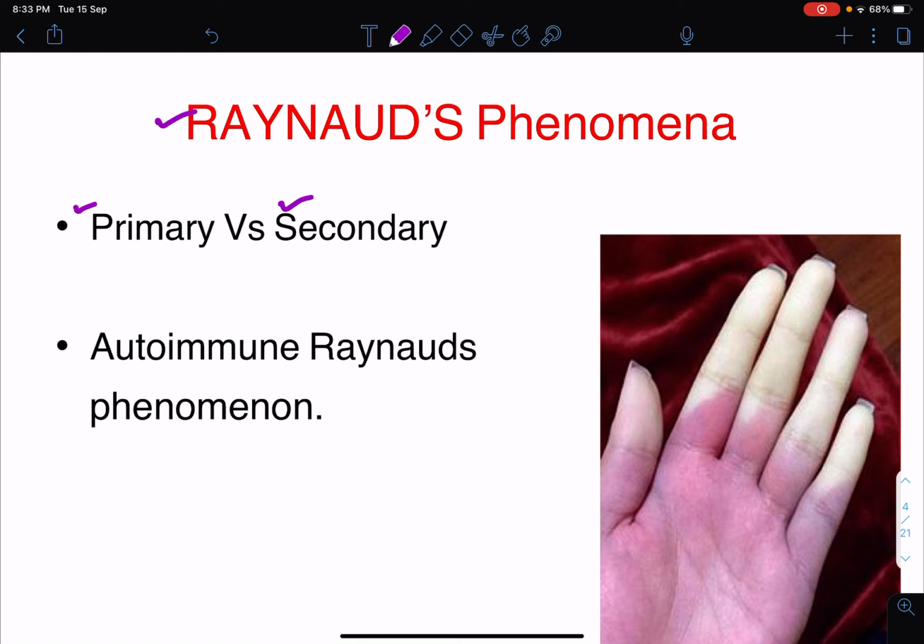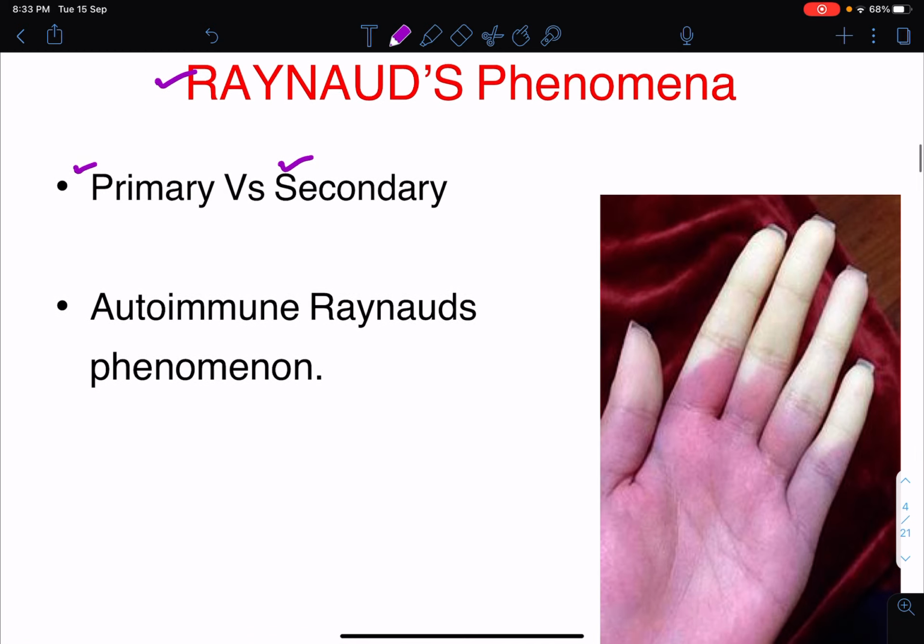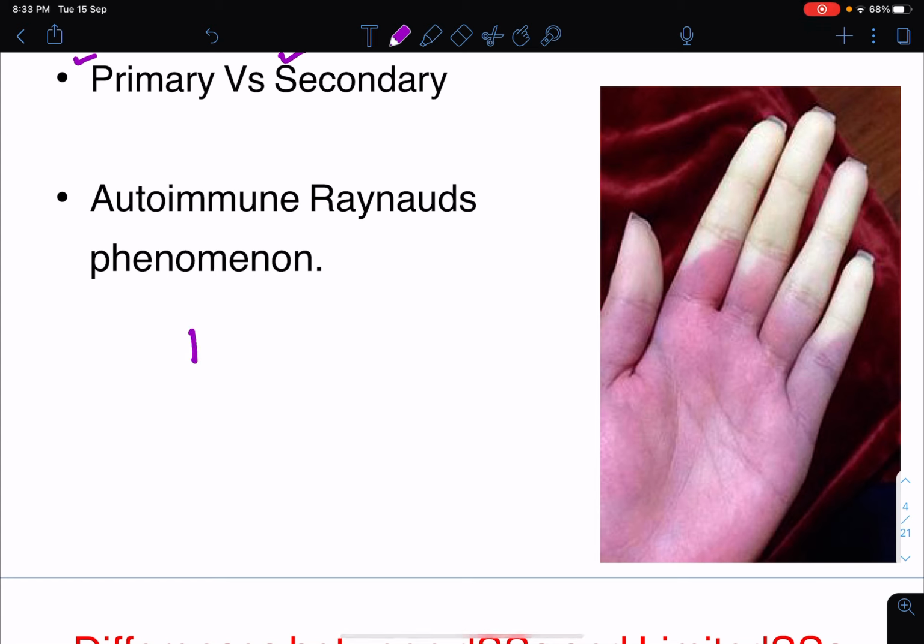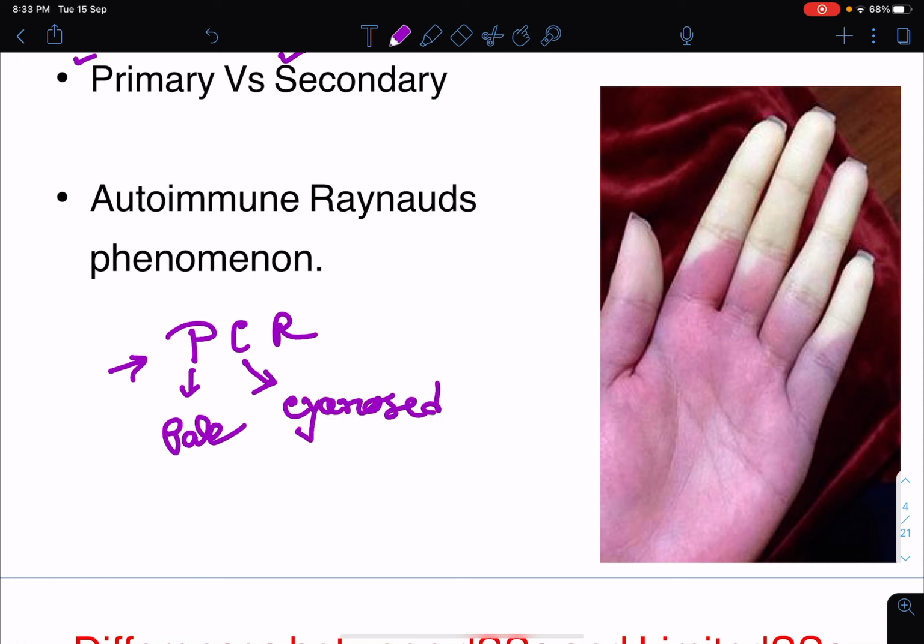Now what happens in Raynaud's phenomenon? You can remember it with the mnemonic PCR. This is not given in the books, but just for easy remembrance, you can remember it. P stands for pale, C stands for cyanosed or blue, R stands for red.